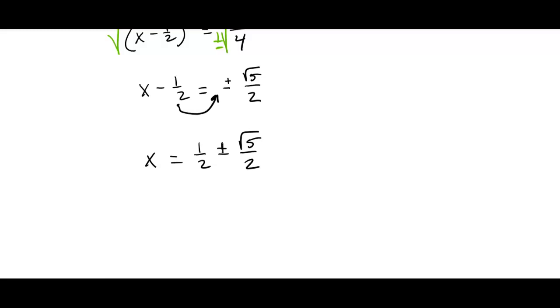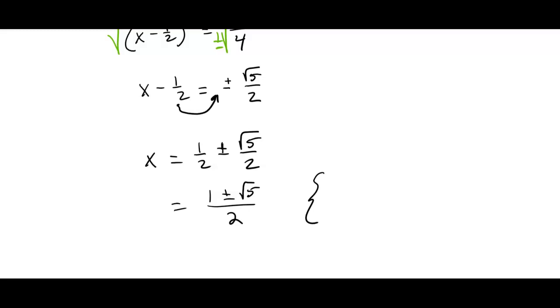Okay, now you'll see this written different ways. Sometimes the books will leave it just that way. I wouldn't, because the denominators are the same. I would combine it. So I would write my answer as 1 plus or minus the square root of 5 over 2. I would write it that way.